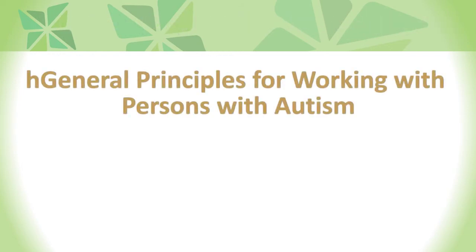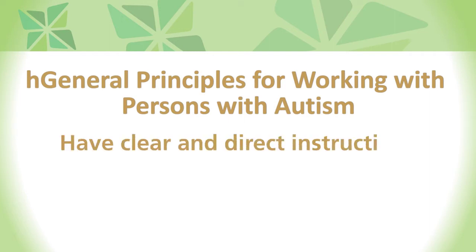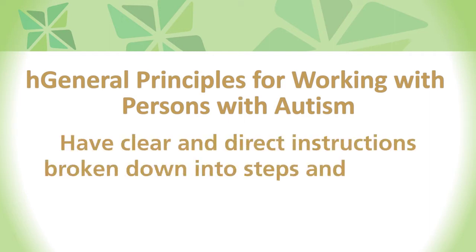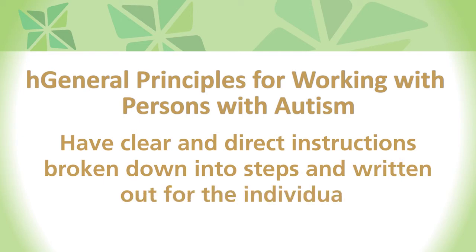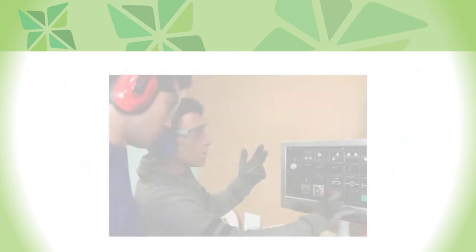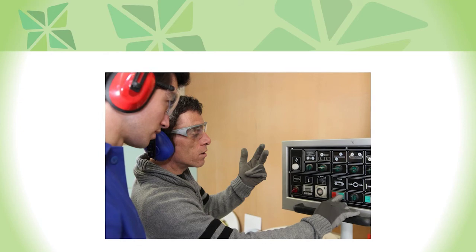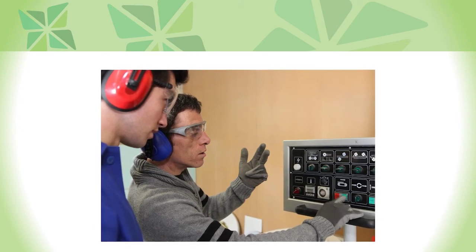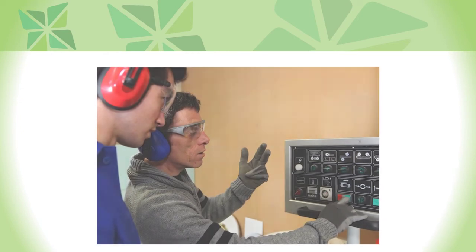Other simple and effective suggestions to use when working with persons with autism are to have clear and direct instructions broken down into steps and written out for the individual. Pairing the visual and the verbal together will likely produce greater understanding for these individuals.